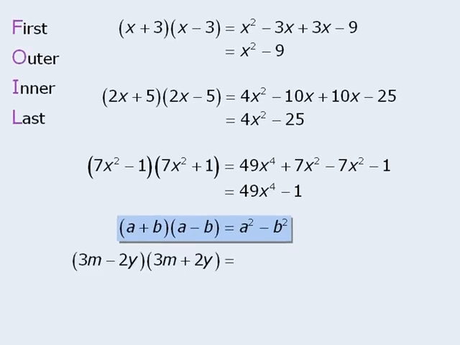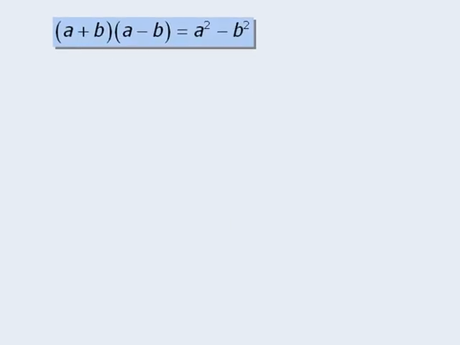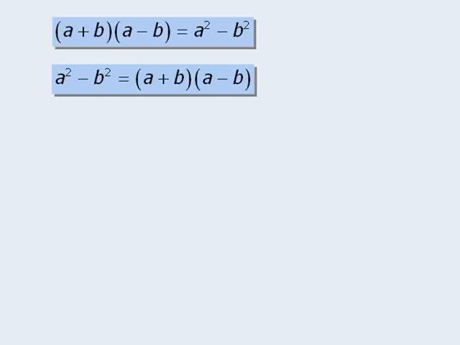Given this rule, we can expand this product by first taking 3m and squaring it to get 9m squared, and then we will take 2y and square it to get 4y squared. From here, we can take this result and use it to help us factor expressions. To do this, you may find it useful if we reverse the order of this equation.